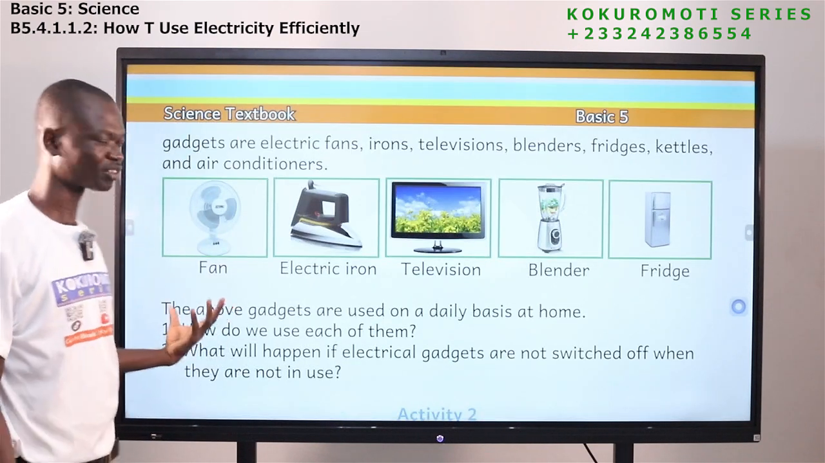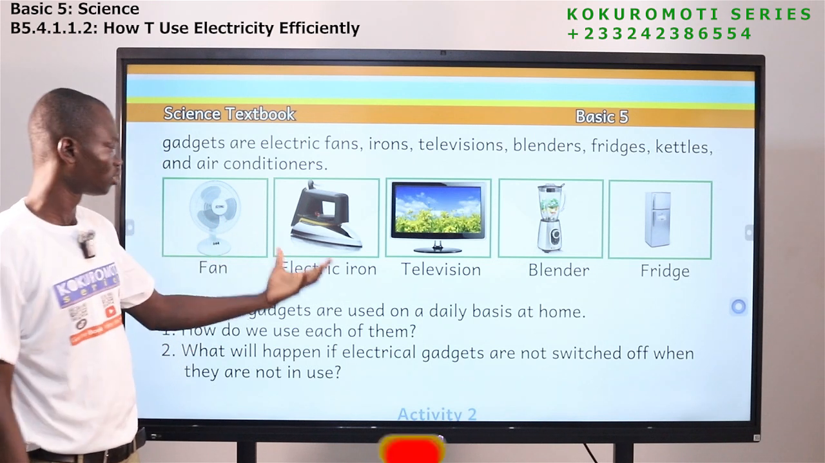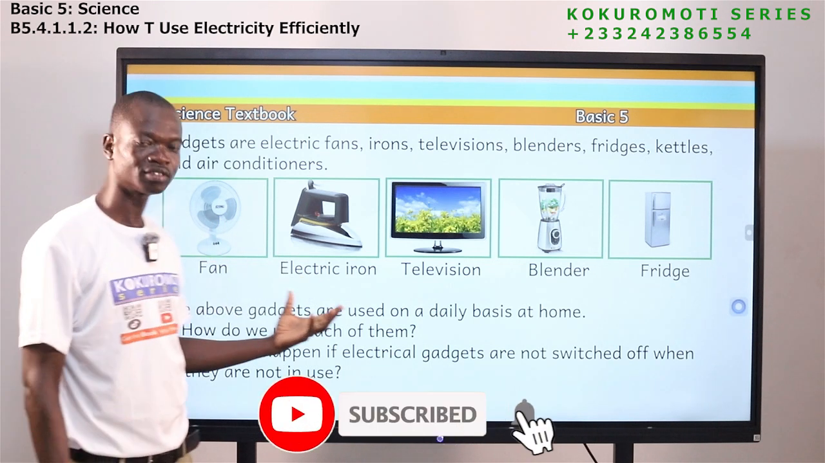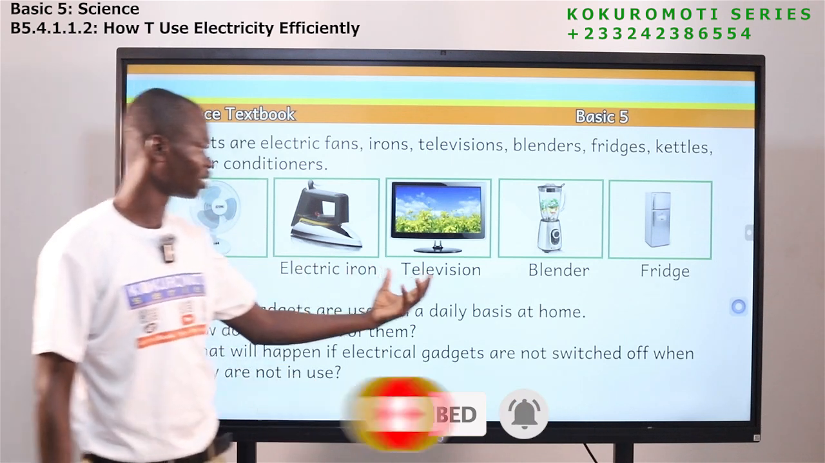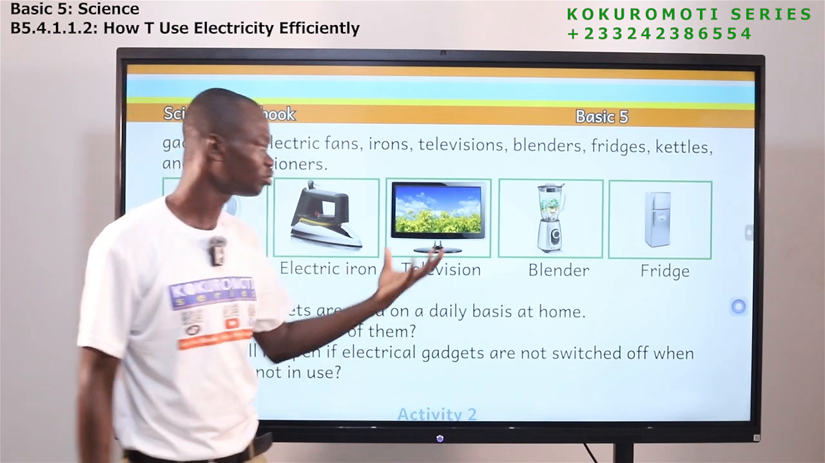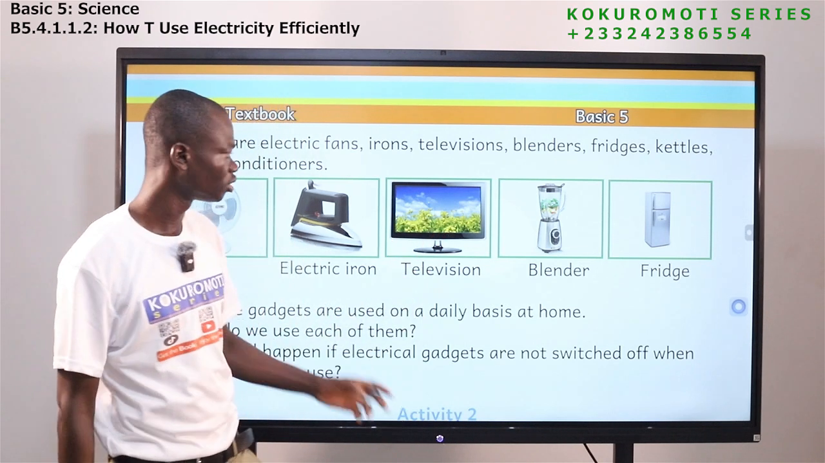And we have some here. Fan. How do you see the fan? Without electricity, can your fan give you air? No. Electric iron. Without electricity, can you iron your uniform? No. Television. Without electricity, can you watch news or football? No.